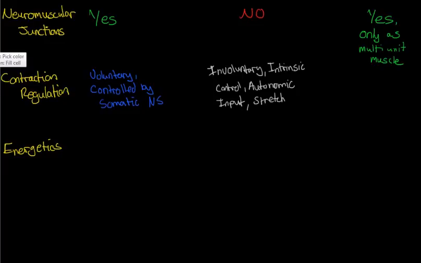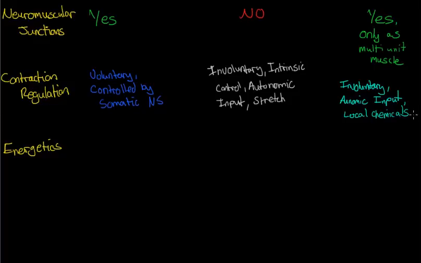Then for smooth muscle, it's also going to be involuntary. It's going to be controlled mostly by your autonomic nervous system. Autonomic input. Local chemicals within the system are going to have a say in contraction regulation. And stretch is also going to play a role. So this is one where all three vary very markedly.